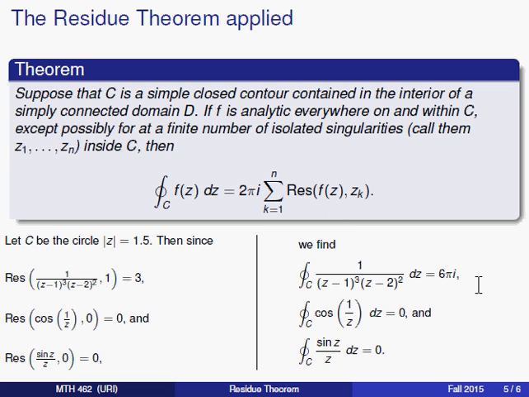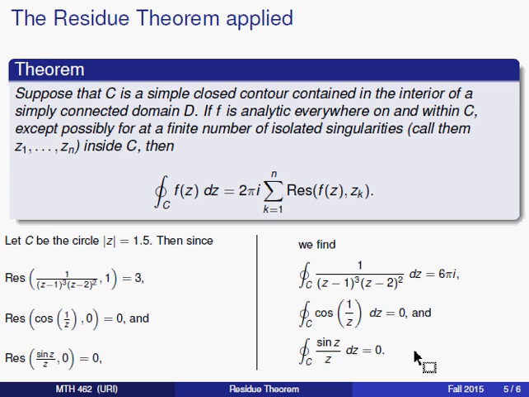Now for the function cosine of 1 over z, which had a singularity at 0, the residue we saw was equal to 0. Feeding that into the formula, we'll have 2 pi i times 0, and so the value of our integral is 0. Similarly, since the residue of sine z over z at 0 was equal to 0, the integral of sine z over z along the contour C will equal 0 as well.